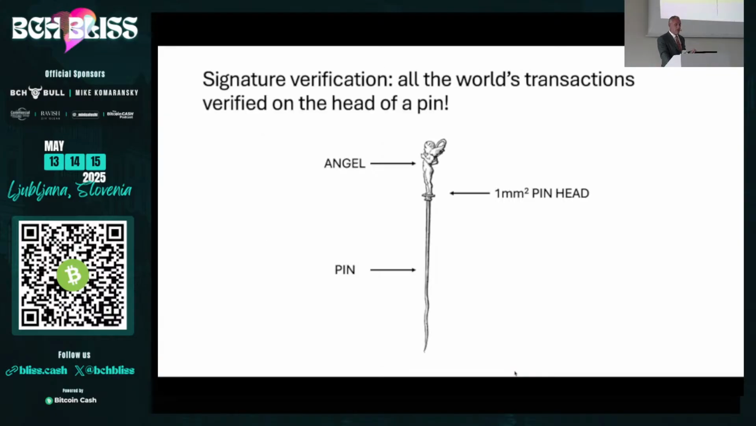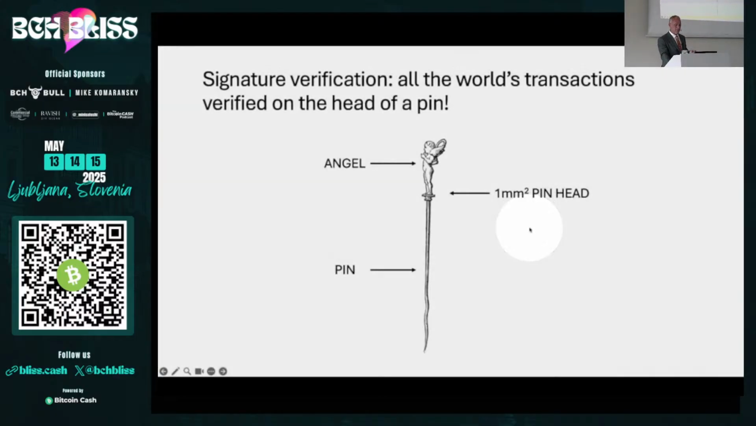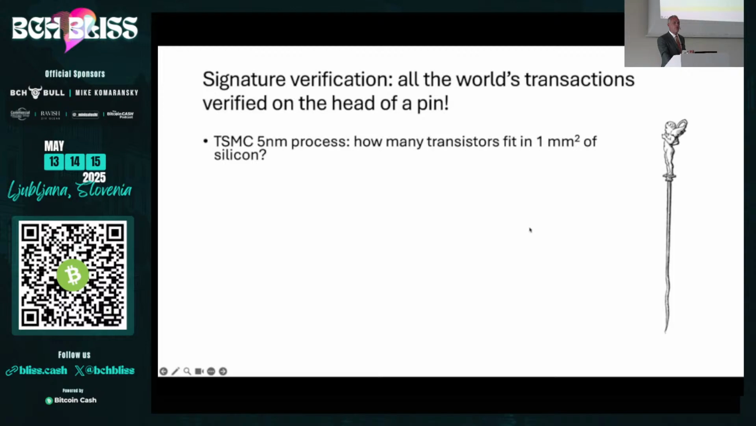So it turns out that we can verify all the world's transactions on the head of a pin. And so here we have a pin, and we're going to assume the head has an area of 1 millimeter squared. So how many transistors fit in 1 square millimeter of silicon? We'll assume TSMC's 5 nanometer process, a pretty new modern process that miners are actually using today.